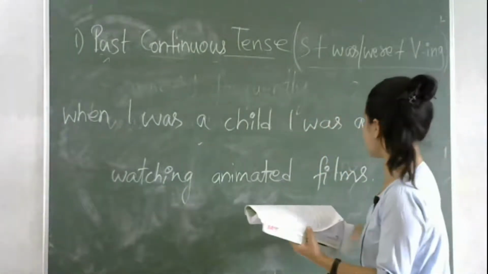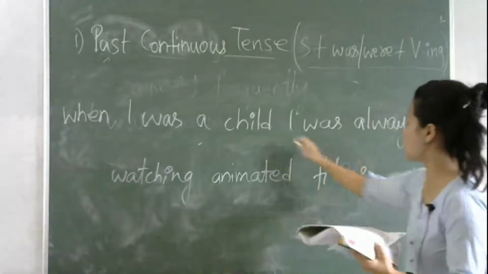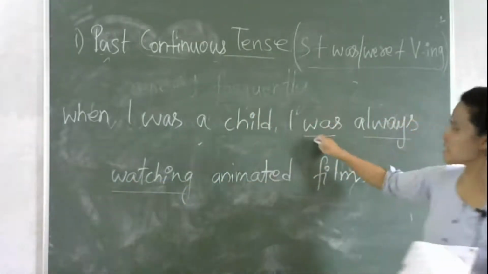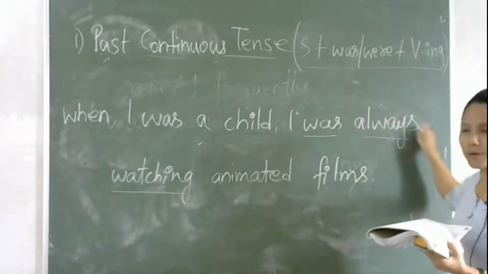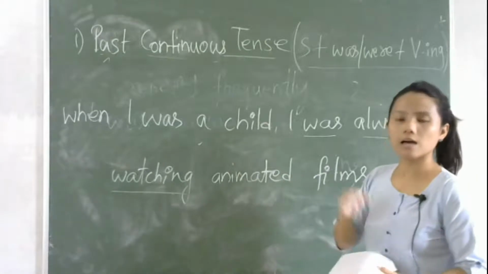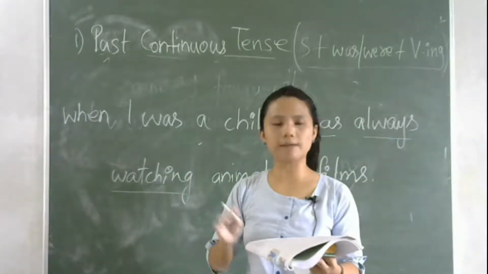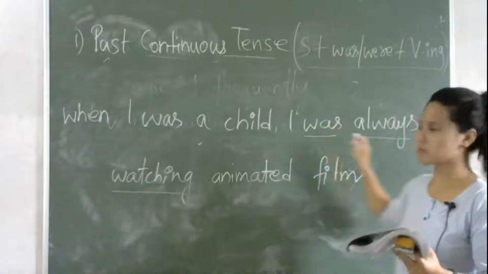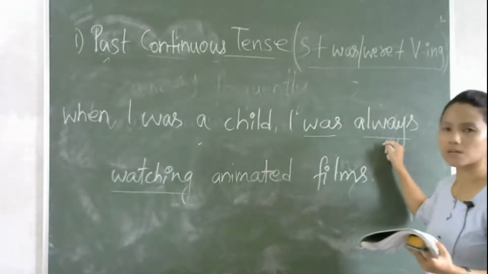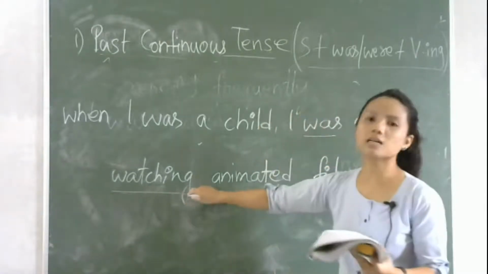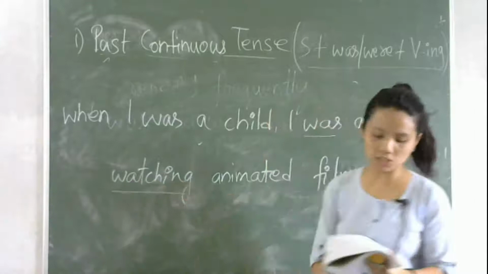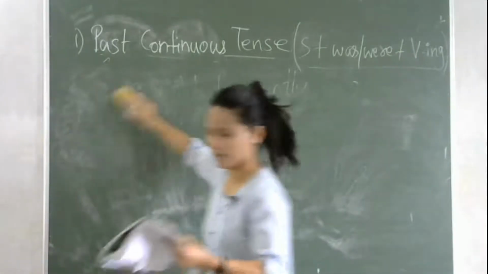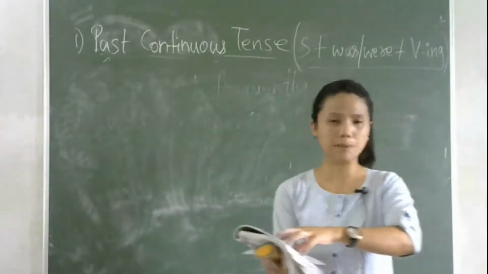While I was a child, I was always watching animated films. So we have here "was always." If you still remember in the first page, you will find words like always, never, often. These are habit words, used for habits. So when I was a child, I was always watching. That means you always watch, maybe every day, maybe 2-3 times in a week. So here again, we find the continuous, watch along with the ing form. Okay, so now I think you have got something about what is past continuous.